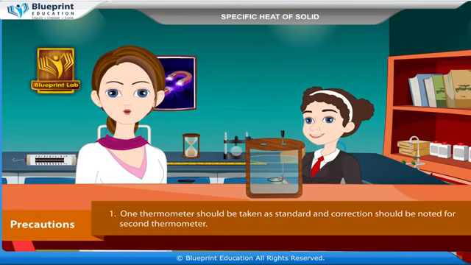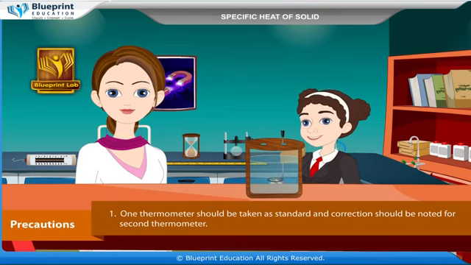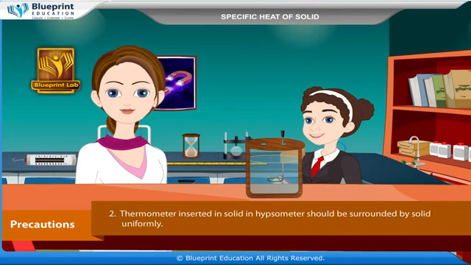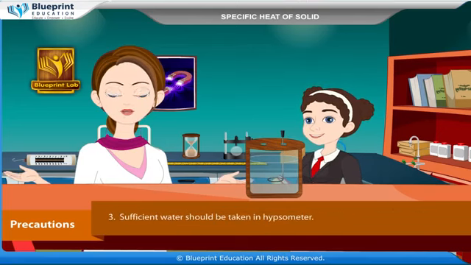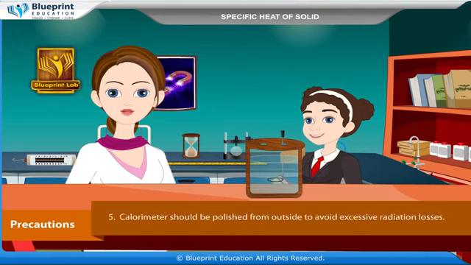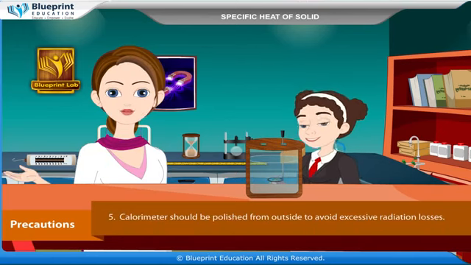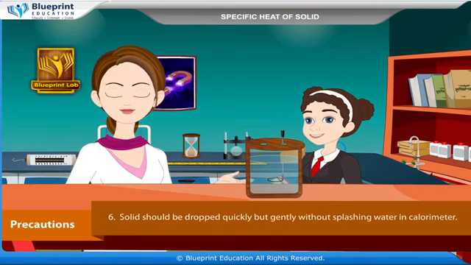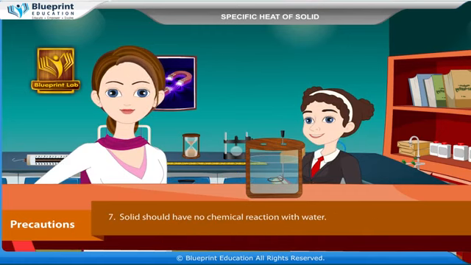Precautions. One thermometer should be taken as standard and correction should be noted for the second thermometer. Thermometer inserted in solid in hypsometer should be surrounded by solid uniformly. Sufficient water should be taken in hypsometer. Temperature of solid should be noted when it remains steady for about 10 minutes. Calorimeter should be polished from outside to avoid excessive radiation losses. Solid should be dropped quickly but gently without splashing water in the calorimeter.